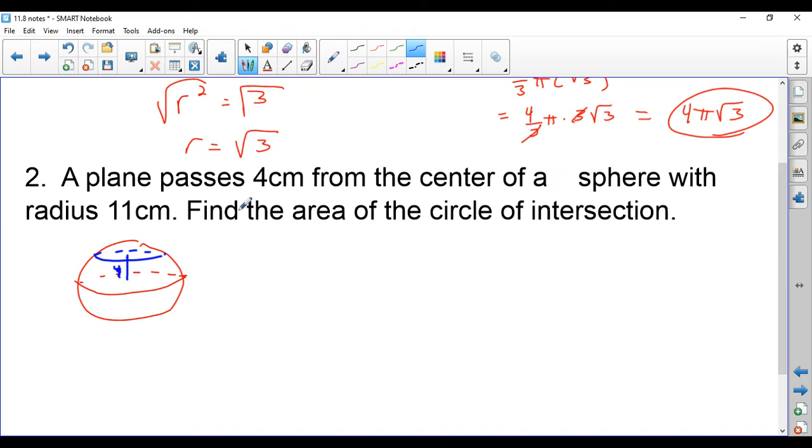I want to find, and the radius of the sphere is 11 centimeters. So the radius of the sphere goes from the center to any point on the surface. The point that's helpful is if I connect it to the edge of this circle. That's 11. I want to find the area of this circle, which means I need the radius of that circle. So what I have is a right triangle where one leg is 4, the hypotenuse is 11, and the other leg is r.